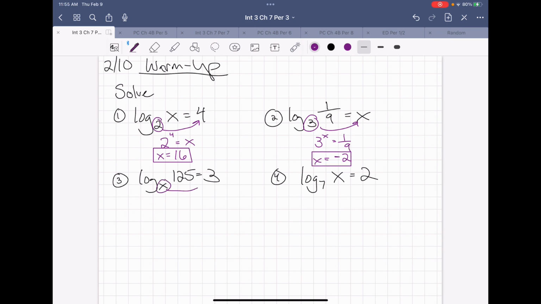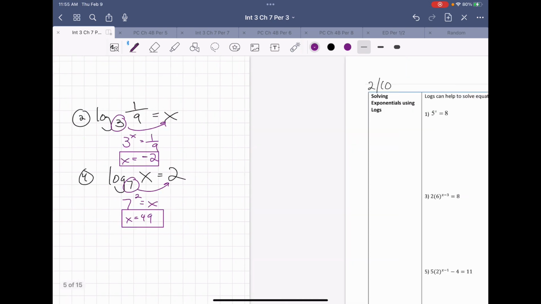Number 3, did I say 3 a second ago? X to the 3rd equals 125. What cubed equals 125? 5. Number 4, 7 to the 2nd equals x. What is 7 squared? 49.